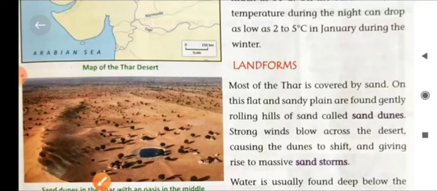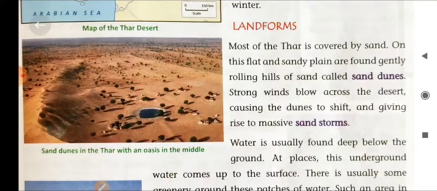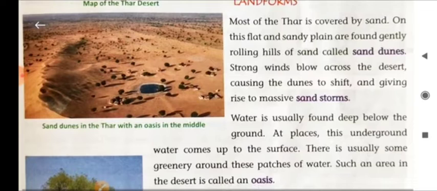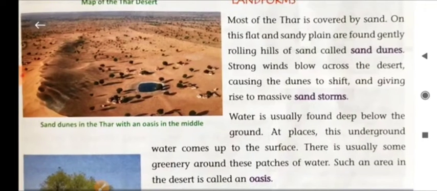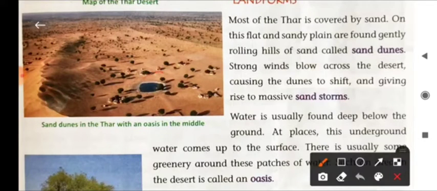Strong winds cause the dunes to shift, giving rise to massive sandstorms. And we know that the sand dunes are shifted by the wind, strong wind. So here sandstorms occur in a day. Water is usually found deep below the ground, but in some patches the water comes up to the surface, and greenery is also found in this region, so it is called an oasis.